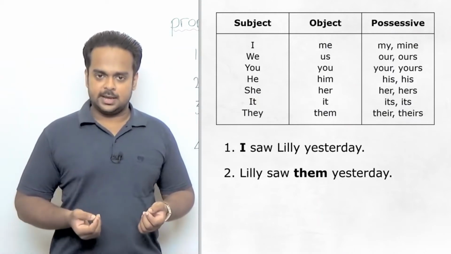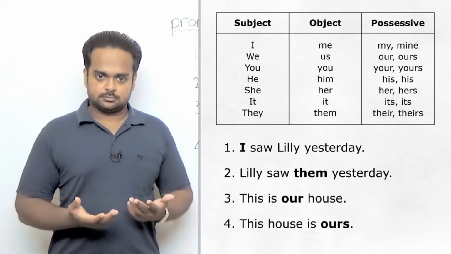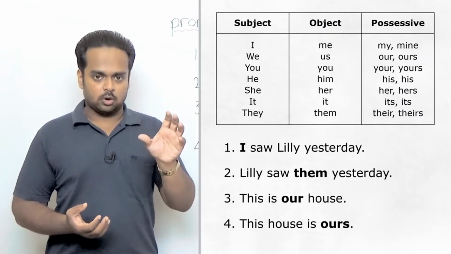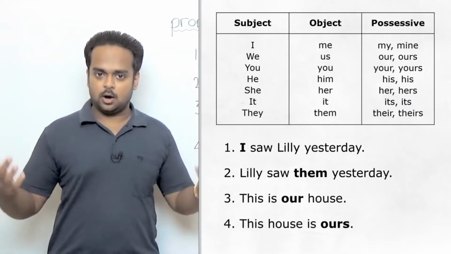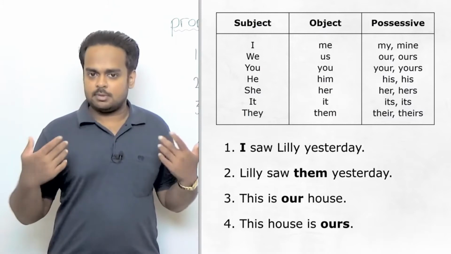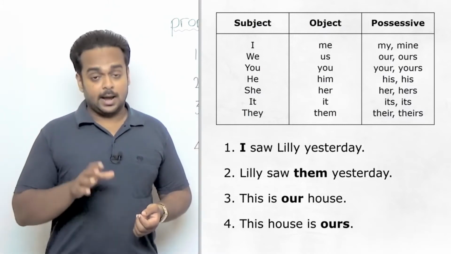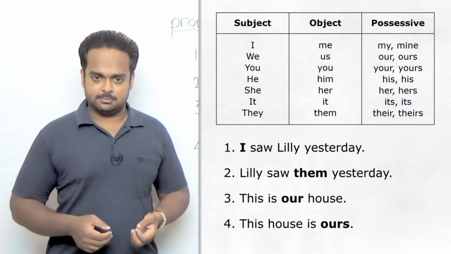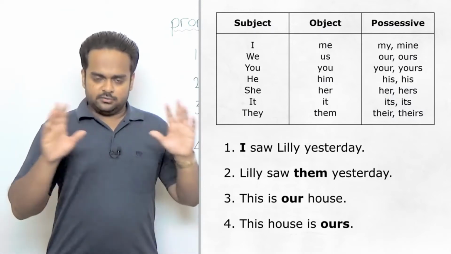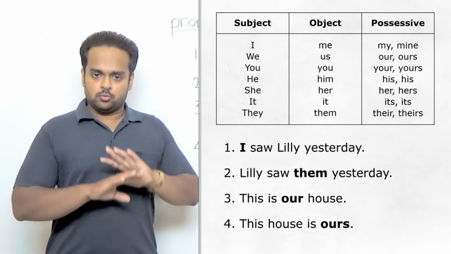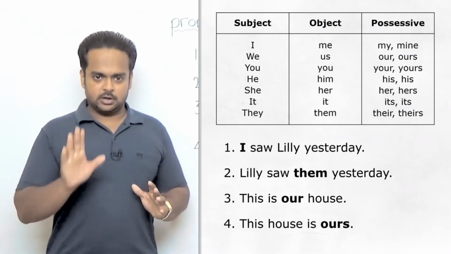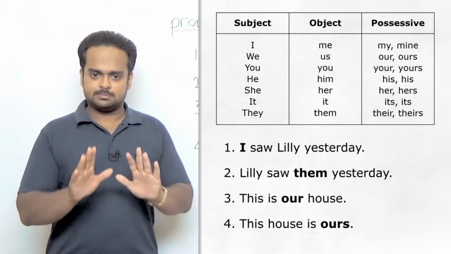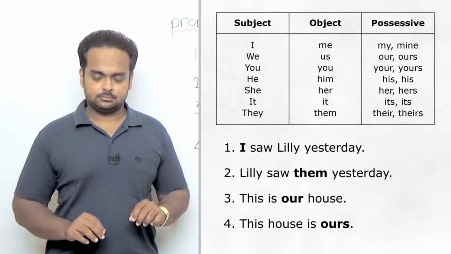For example, if I said, this is our house, the pronoun our shows that this house belongs to me and my family, for example. I could also say, this house is ours. That means this. Now, all of these, the whole group of personal pronouns, are actually very simple. And I'm sure you use them correctly most of the time.